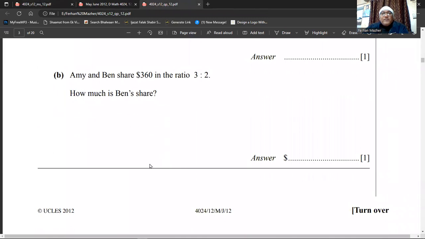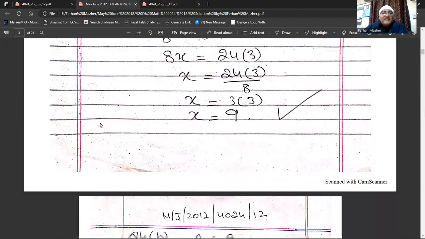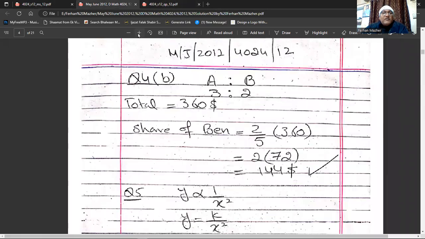Then question number 4, B part, a 1-mark question. Amy and Ben share $360 in the ratio 3:2. How much is Ben's share? Very simple. A to B is 3:2. The total money to be divided is $360. So what I will do, I will find the sum of the ratio. Ben's share will be its ratio divided by the sum of the ratio, multiplied by the total amount to be divided. So here we go.